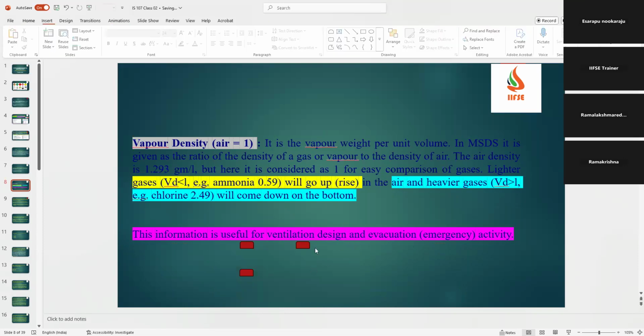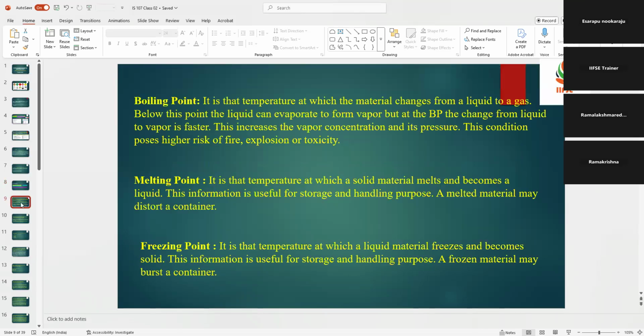So that's it. Vapor density is useful for two situations. One is emergency evacuation, and the second is the design of ventilation. Ventilation is nothing but exhaust systems. Either my exhaust suctions should be close to the surface level, or I have to install them on the top of the shed, based on the vapor density of the material I am storing in that specific shed.